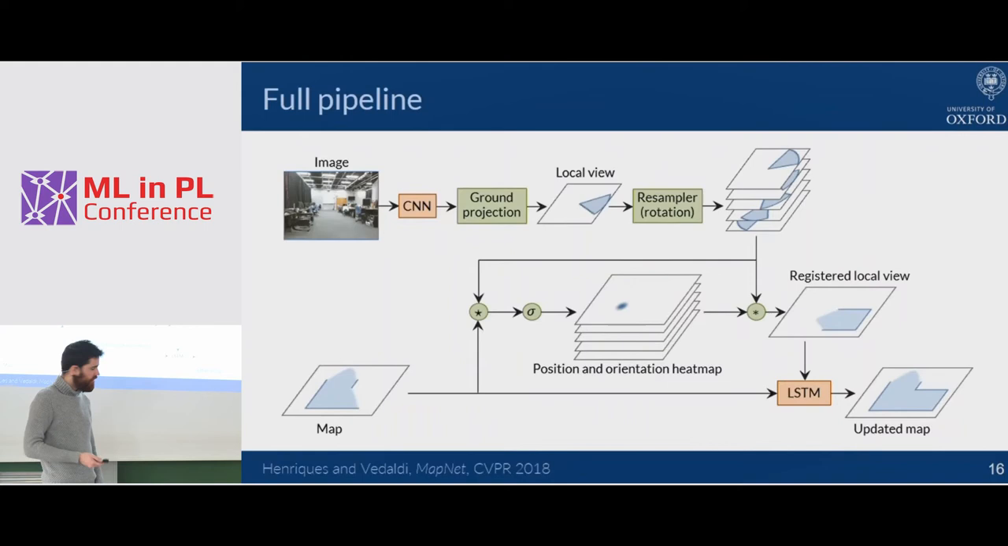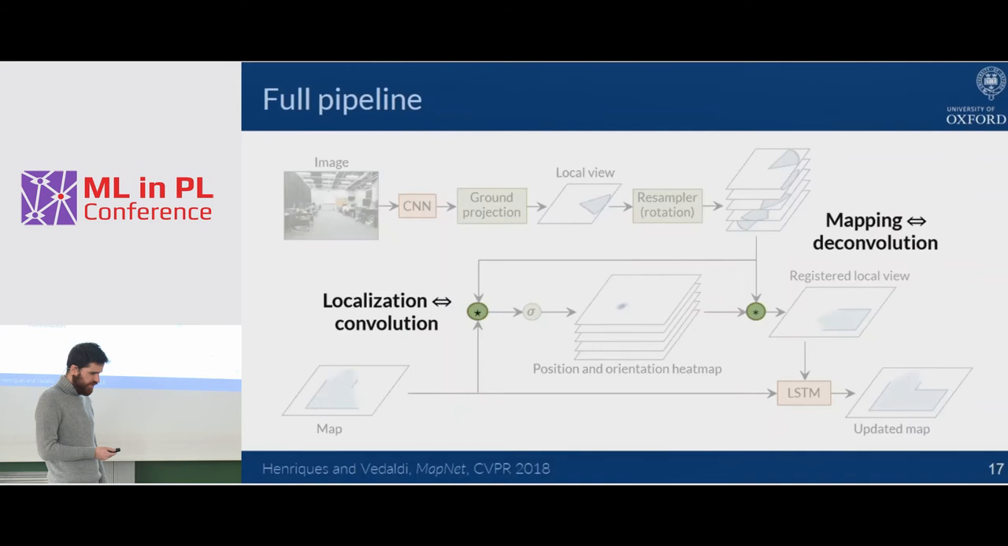So essentially, here's the full pipeline. I'd say it's pretty small for a SLAM pipeline, because usually those are gigantic, minimum maybe 10 or 12 modules with all sorts of different craziness inside. All you do is take your image, pass it to a standard CNN to get the embeddings, ground project using the depth so that you get a local view, and then if you rotate those, you get this nice filter bank that you can use to localize yourself in position and orientation, and then deconvolve to re-register the local view. And then you update the map using that. So that's the whole thing. And these are the two important or surprising results: localization as convolution and mapping as deconvolution.